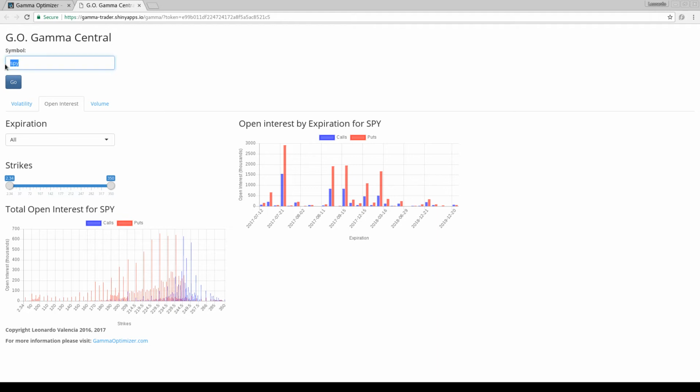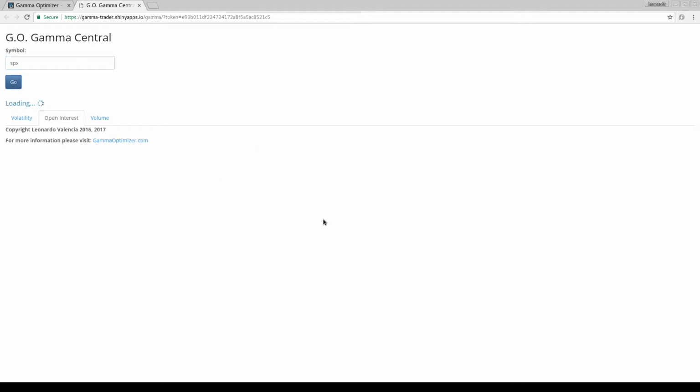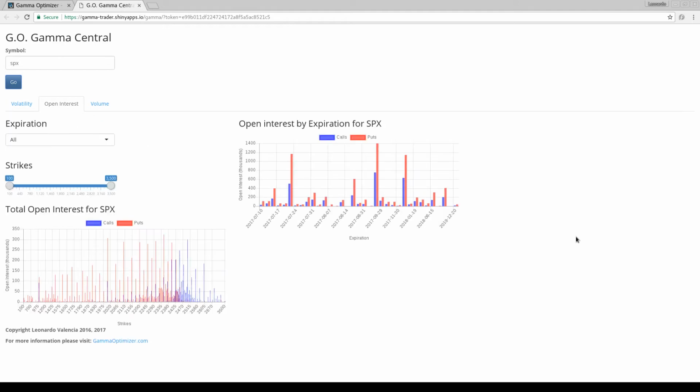If we look at SPX, SPX is different in terms of open interest. The profile of SPX is very different because this is like the professional thing. Massive open interest is concentrated around quarters.